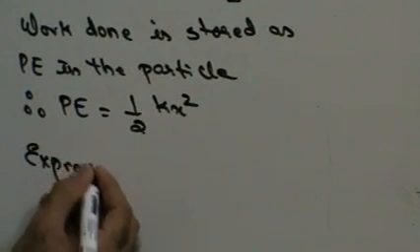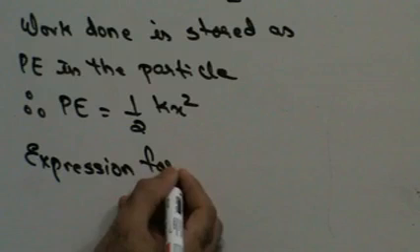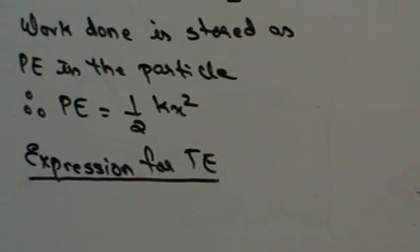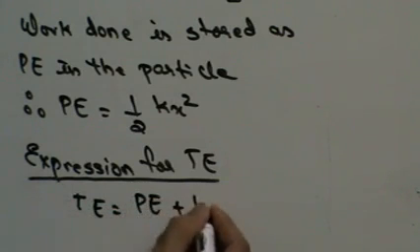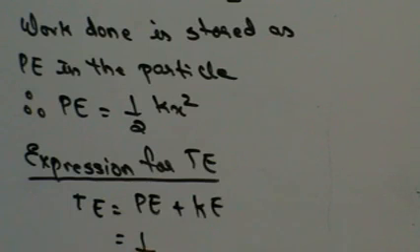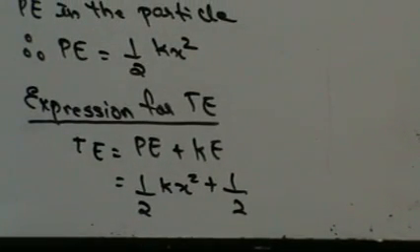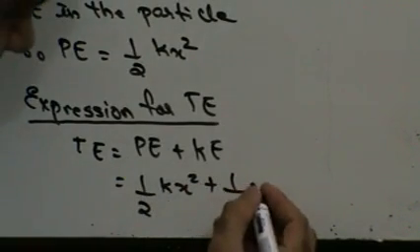Therefore, I can find out the total energy. Let us try to find out the total energy of a particle in SHM. The total energy of a particle in SHM is the sum of potential energy and kinetic energy. Potential energy we found out as half kx square. Kinetic energy we found out as half m omega square (a square minus x square).